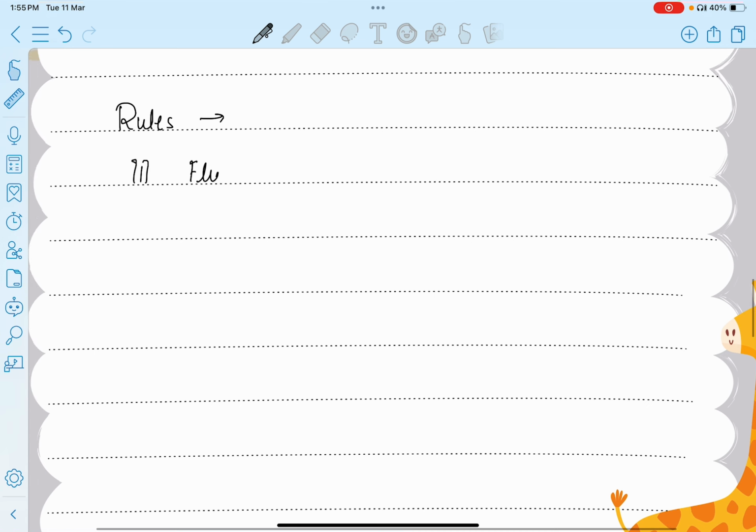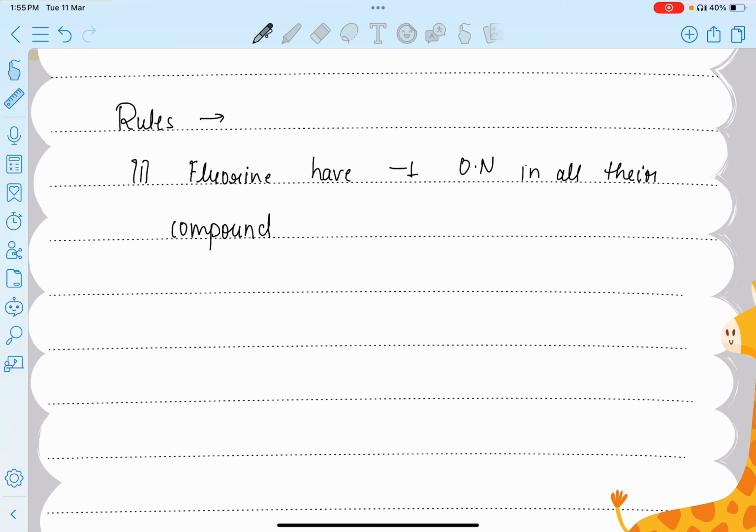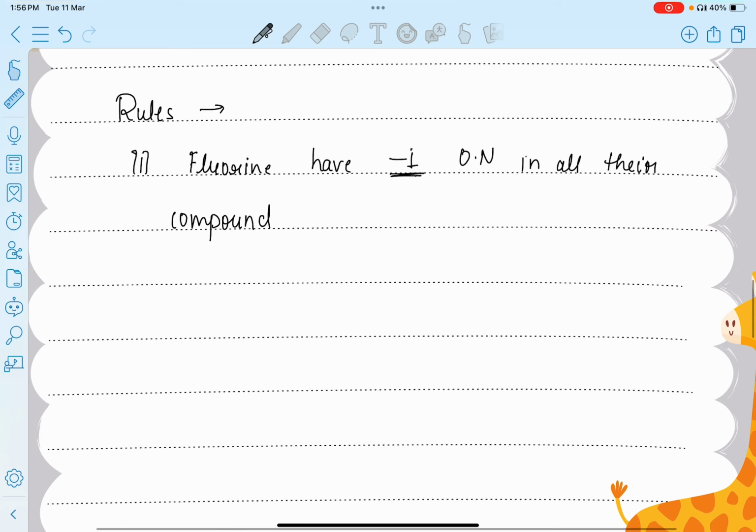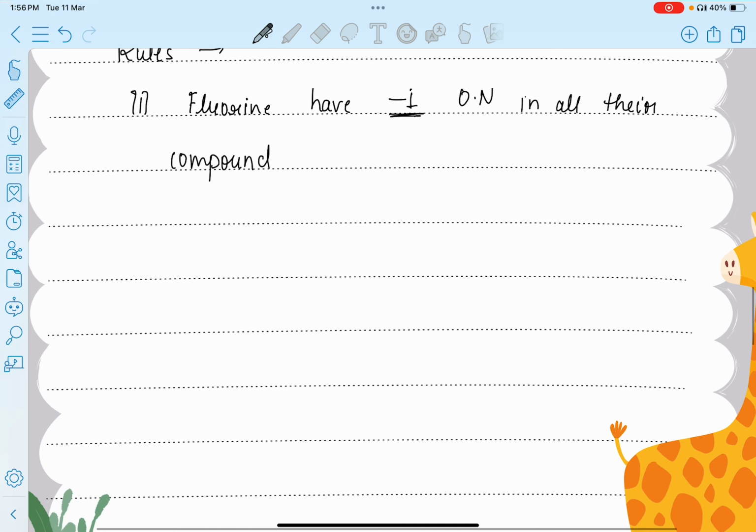The element fluorine has -1 oxidation number in all its compounds. Okay. So we know that fluorine is an electronegative element. Fluorine is the highest electronegative element. So in any compound of fluorine, it always has -1 oxidation number. Okay.